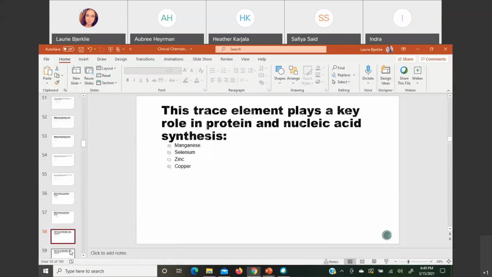All right, I think everybody got this one, which is awesome. It is zinc, and many of you might take zinc over the counter. I know a lot of people do as a vitamin that they like to take, so it's good for you.